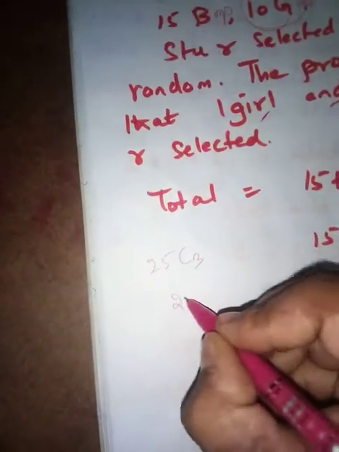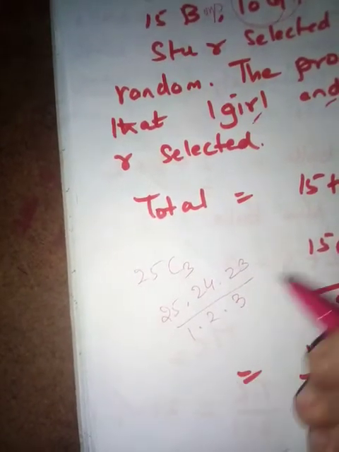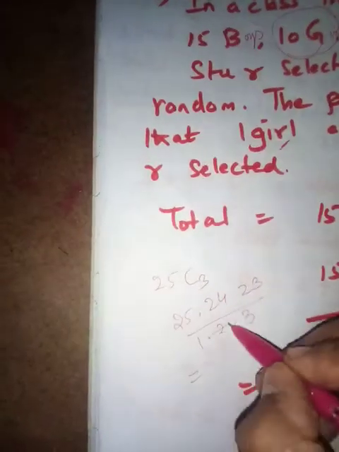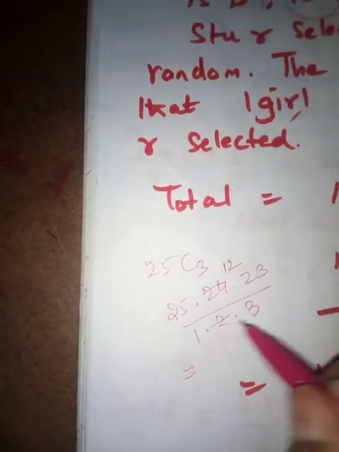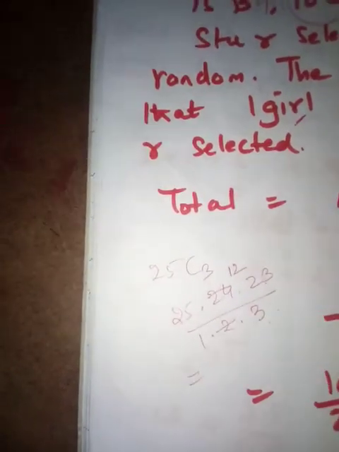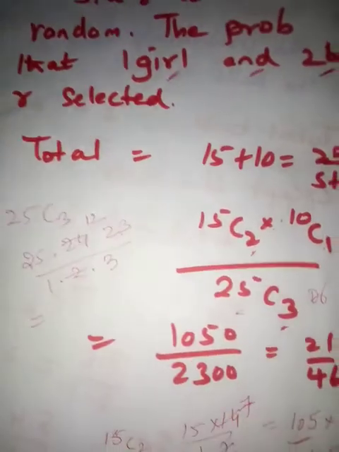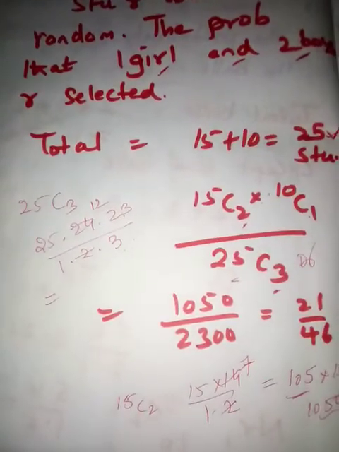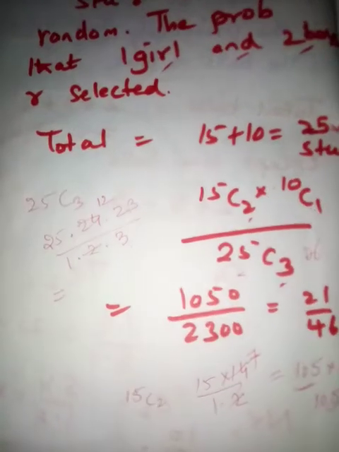Coming to 25C3, 25C3 is 25 into 24 into 23 by 1 into 2 into 3, or 3 into 2 into 1. If there are any cancellations, we just check it. With 2 we can take 12, 2 12s are 24, and 25 and 3 we cannot cancel in 23. So if you multiply this, we are going to get 2300. So 1050 by 2300, we can take it as nothing but 21 by 46.